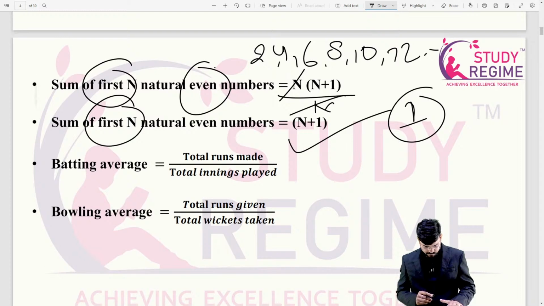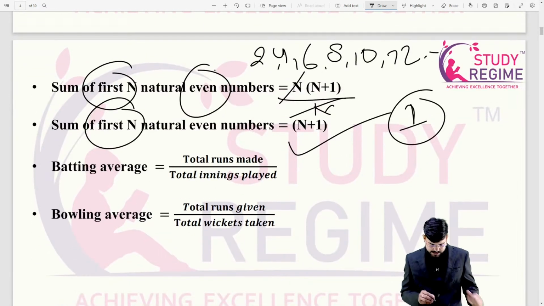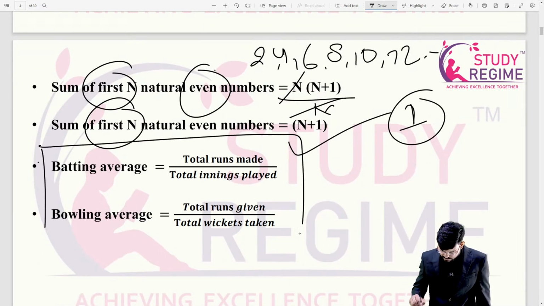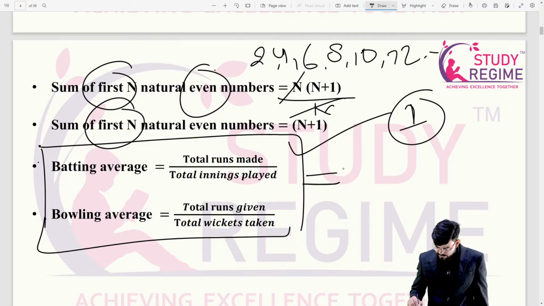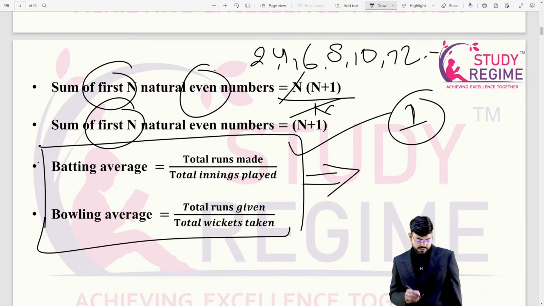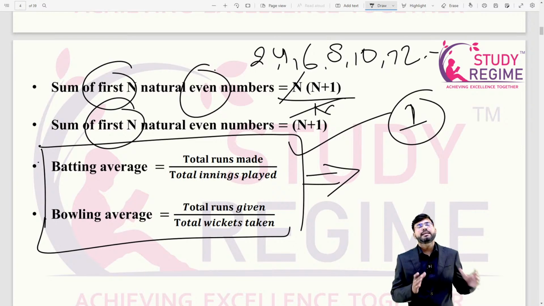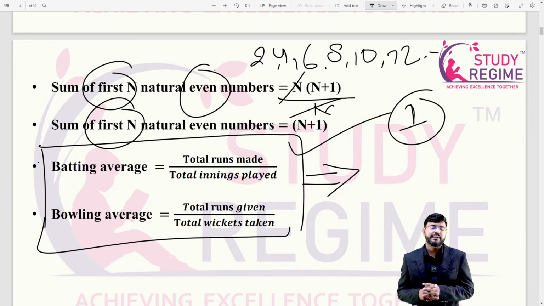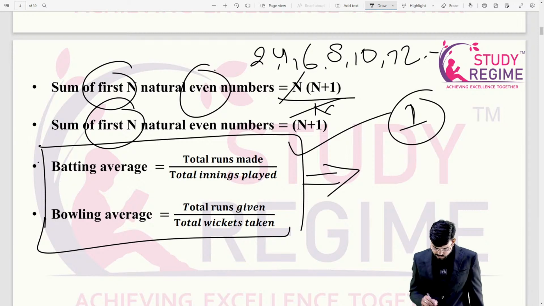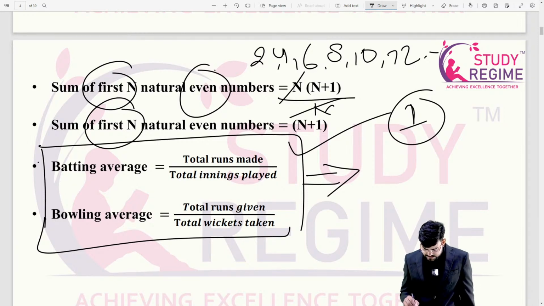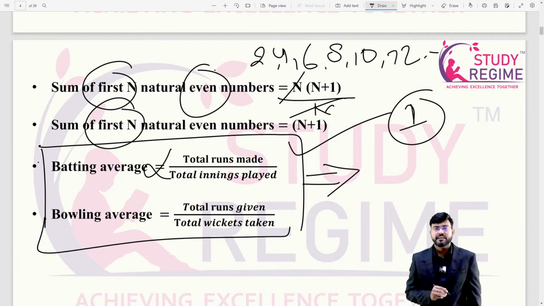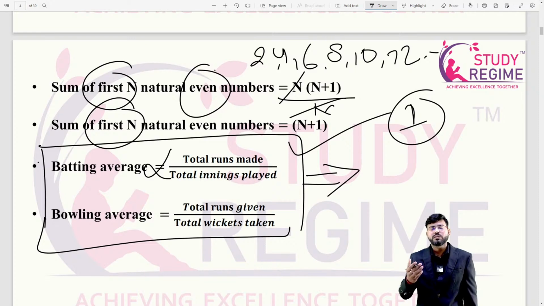Okay. In the game of cricket, there are two terms, batting average and bowling average. It is very important. So many questions have been asked in CSAT regarding the batting average and the bowling average. In the game of cricket, for a batsman it is more important to make runs, and for a bowler it is important to take wickets. So here you can observe that the batting average is directly proportional to the total number of runs made by him upon the total innings played by him.